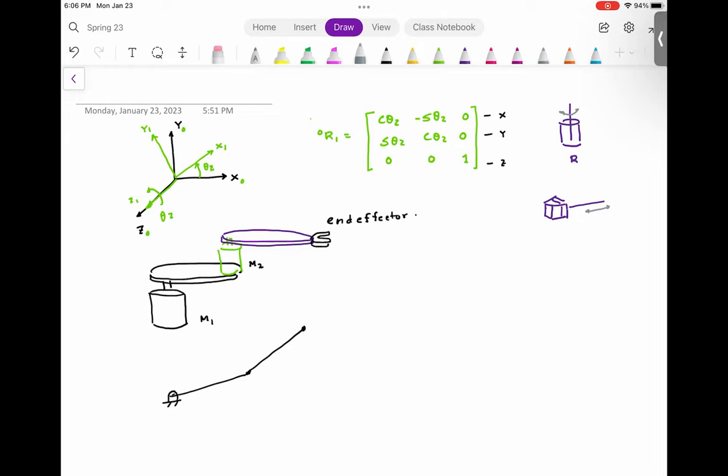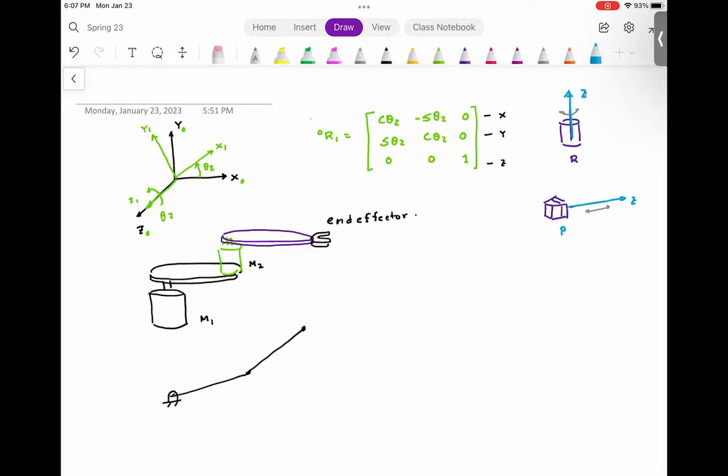Now, first rule of assigning coordinate system is the Z axis must pass through the axis of the joint. What does that mean? It means if I have a revolute joint, then this is going to be my Z axis. If I have a prismatic joint, then this is going to be my Z axis. It does not matter whether the Z is pointing upwards or downwards, or going forward or backward for prismatic joints. But Z must be aligned with the joint. So axis of joint must be aligned with Z.